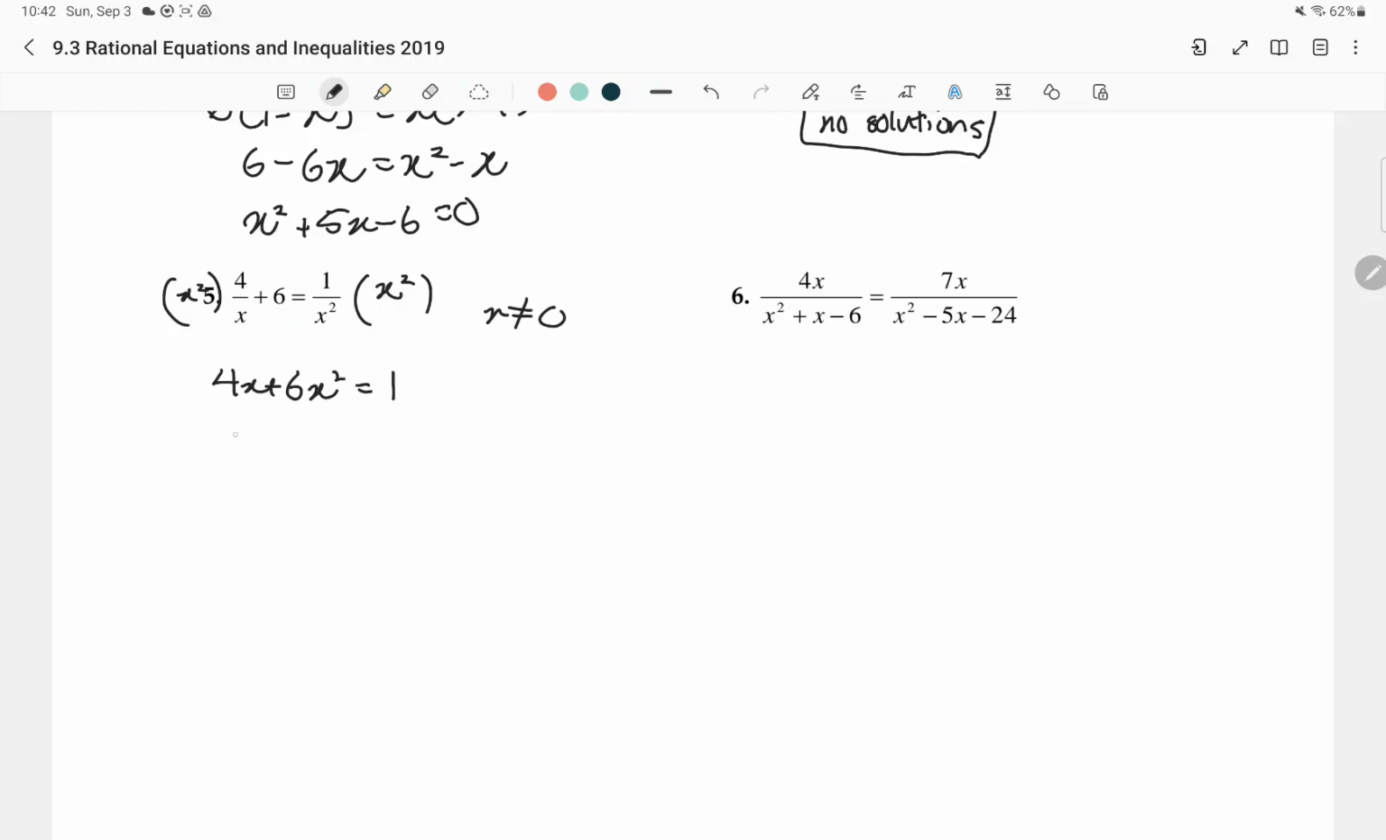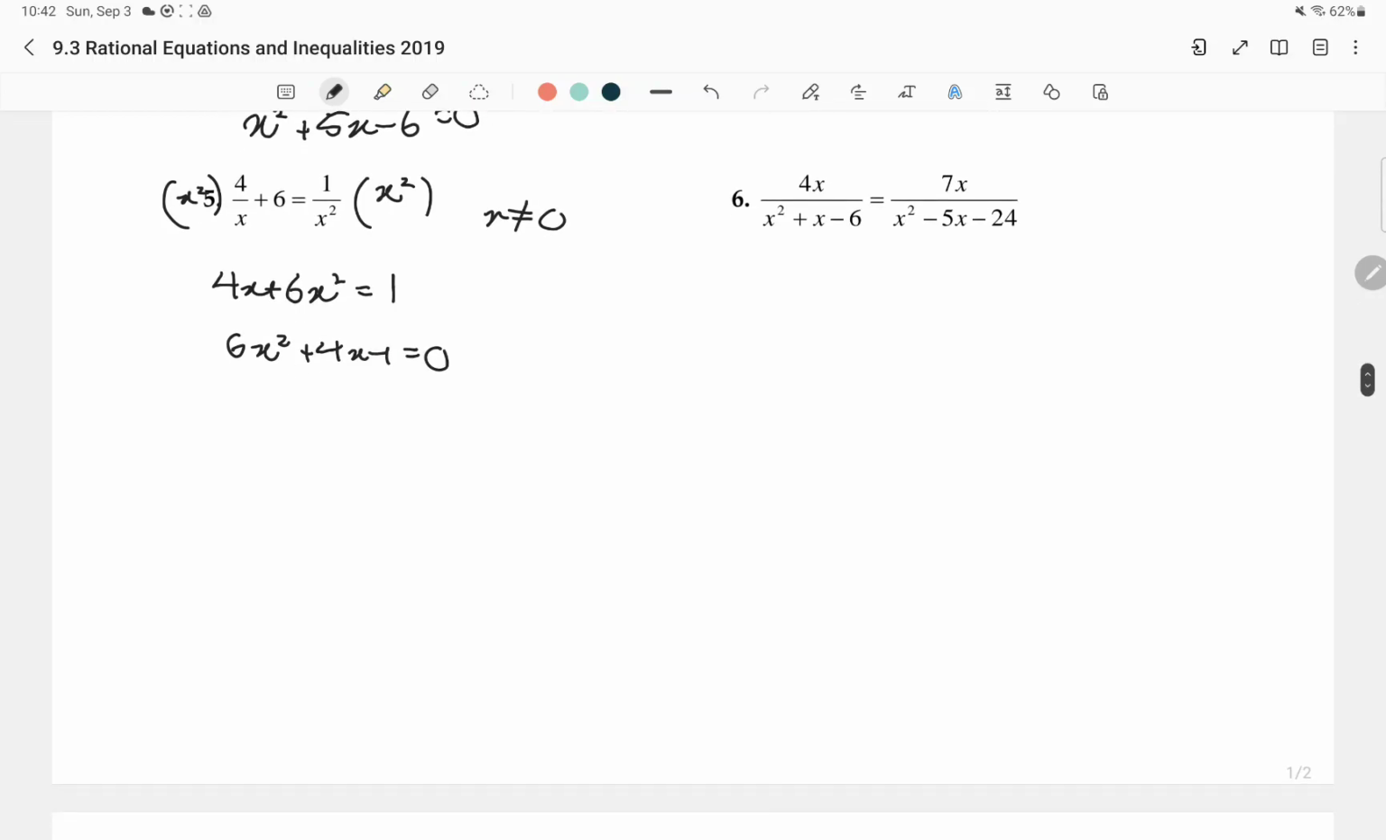This is another one of those easy quadratics. We can just do it like this. Actually, this is not factorable. So we're going to use our nice, easy quadratic equation. Negative b plus or minus square root of b squared minus 4ac over 2a. So x is going to be negative 4 plus or minus square root 16 minus 4 times 6. And then c is just negative 1.